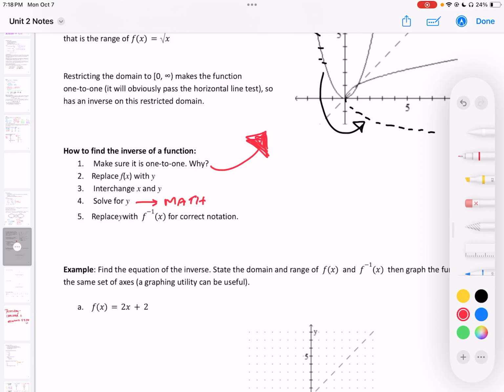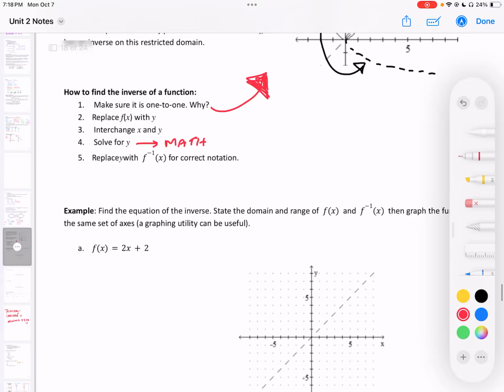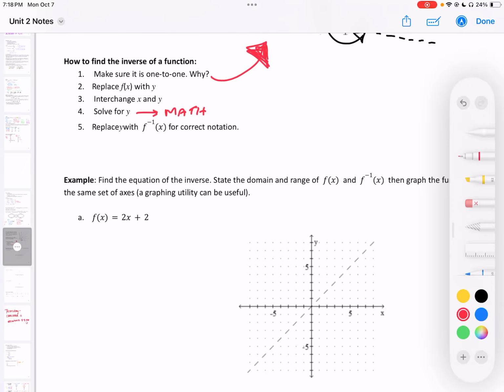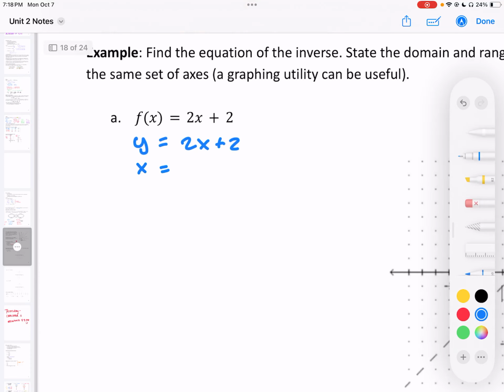Then step 2, switch f of x with y, then switch x and y, then solve for y, and then finally write f inverse of x instead of y, so using that correct notation. So let's go ahead and do that with the first example. We're going to write y equals 2x plus 2. Then we'll switch x and y. Now I'm going to go ahead and solve.